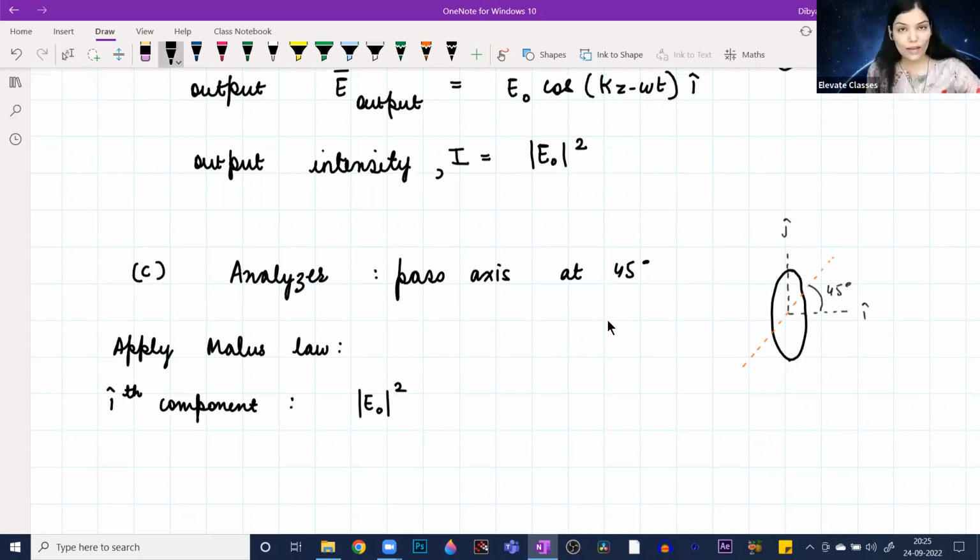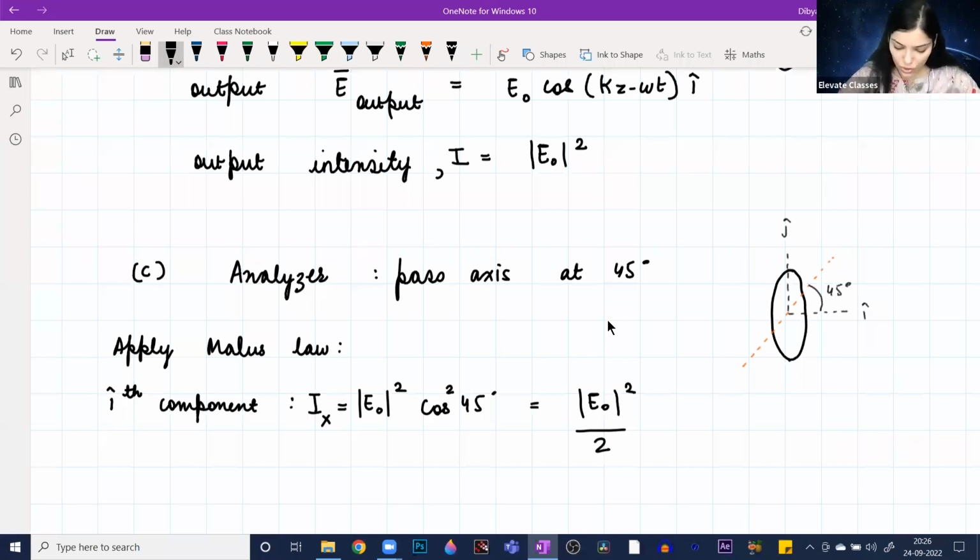Okay, but now I have to apply Malus law. And what is that Malus law, what is the angle? The ith component makes a 45 degree angle with the pass axis. So I will take the component of the x component of the electric field along the pass axis. So I will get cos square 45 degrees, which is equal to, this is the intensity along x. So this is now E naught square and cos of 45 is 1 by root 2. So I will get a half because this is cos square 45. So now this much intensity is going to pass.